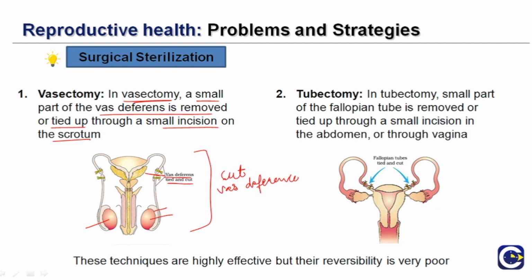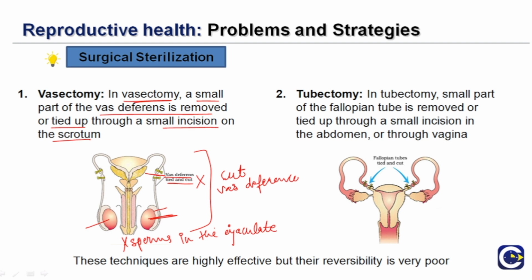So what will happen if something like this occurs? The sperms that are produced in the testes will move in the epididymis, but they will not move through the vas deferens. Since the sperms will not move into the vas deferens, there will be no sperms in the ejaculate or in the semen of the men, and therefore no pregnancy can take place. So this is what happens during vasectomy. It is a surgical procedure.